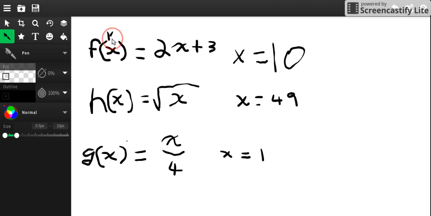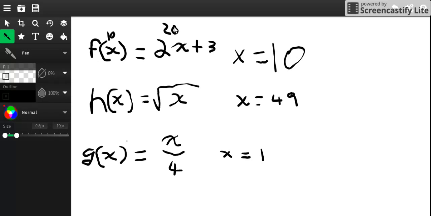And over here, where 2x is, we can replace it with 20, because 2x stands for 2 times x, and x is equal to 10. 2 times 10 is equal to 20, so we can just put 20 over here. And then when you do 20 plus 3, you get 23. In the function f of x is equal to 2x plus 3, where x is equal to 10, f of x is equal to 23.